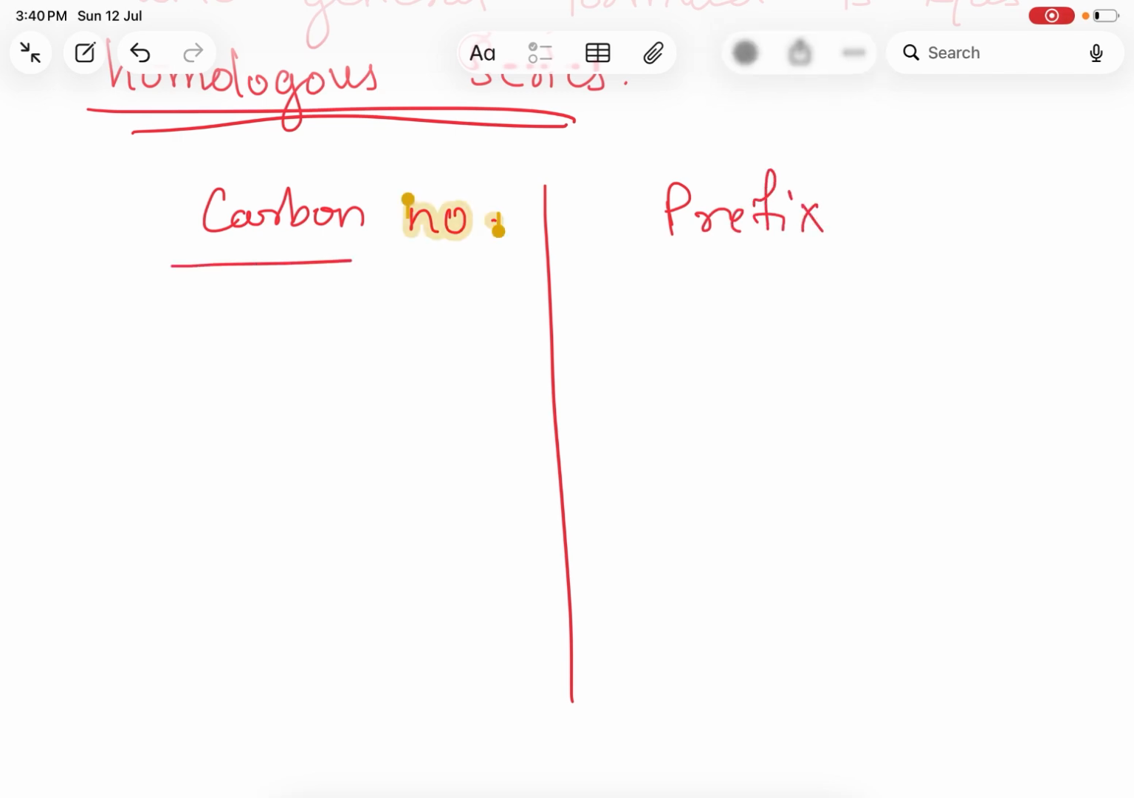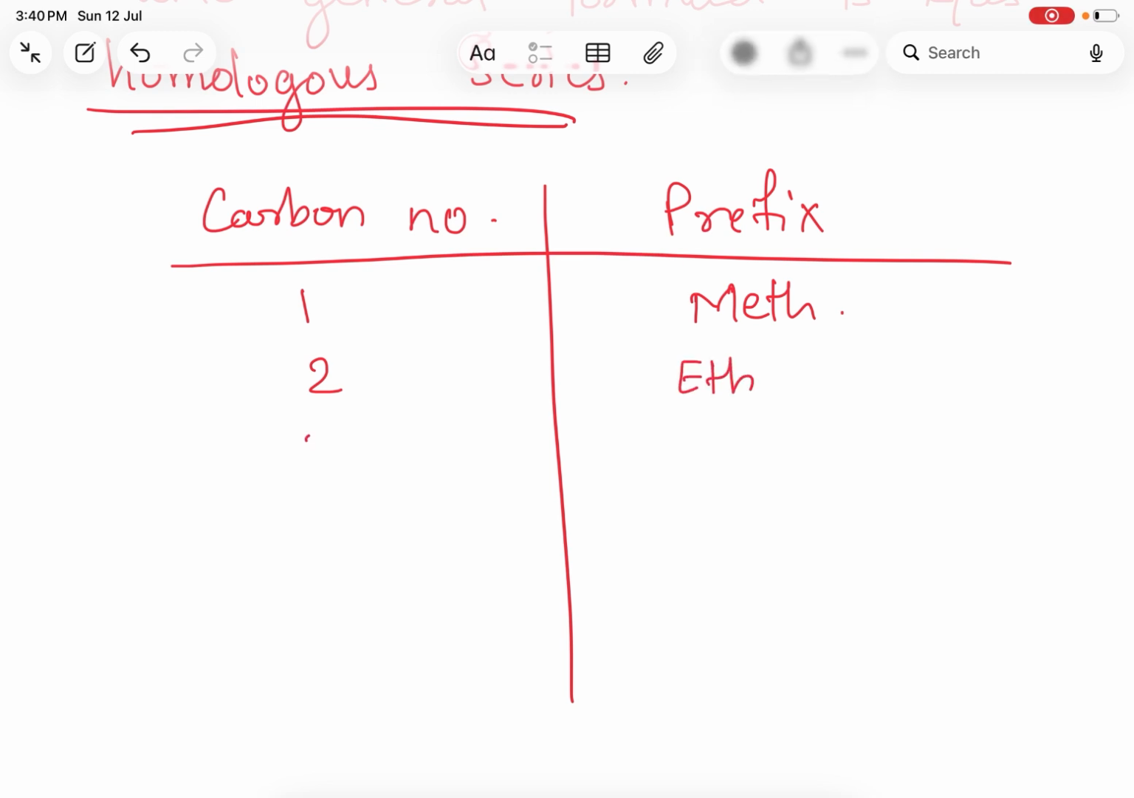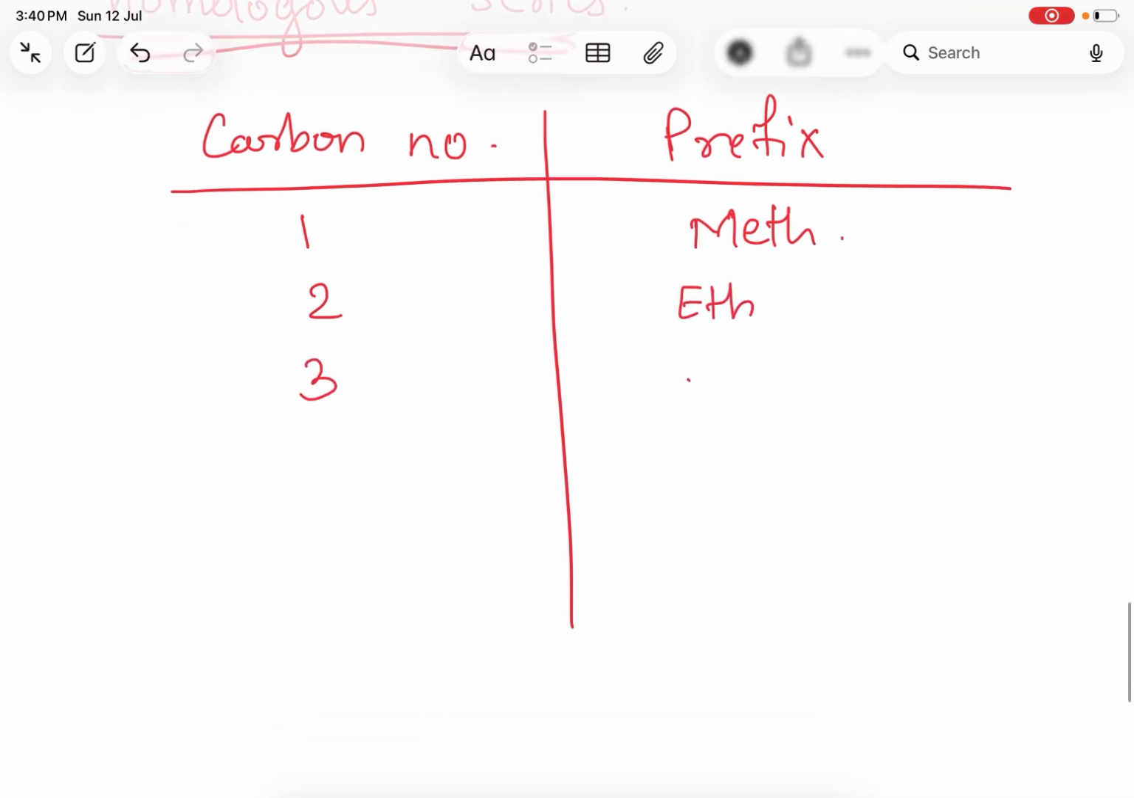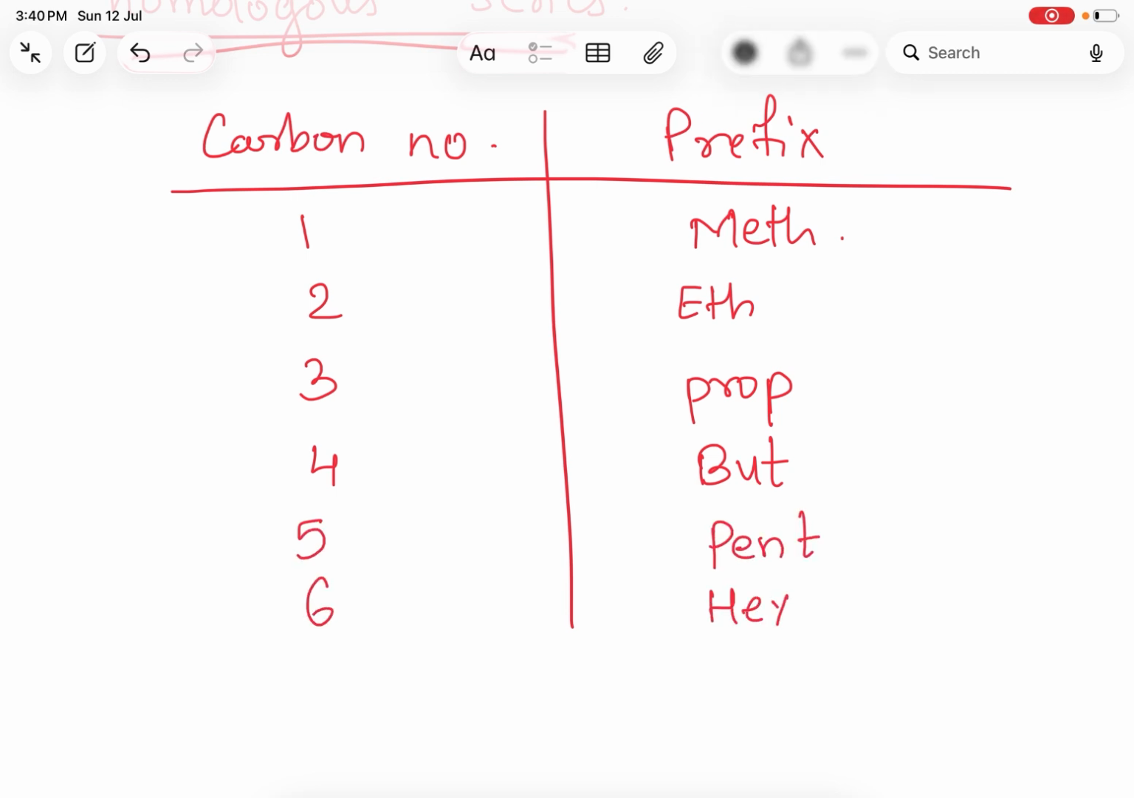So we have the carbon number and the prefix we are supposed to use. If I have one carbon, the prefix used is meth. If I have two carbon atoms, the prefix used here will be eth. If I have three carbon atoms, the prefix will be prop. If I have a four carbon atom compound, the prefix used will be but. For 5 carbon, it is pent. For 6 carbon atoms, it is hex.